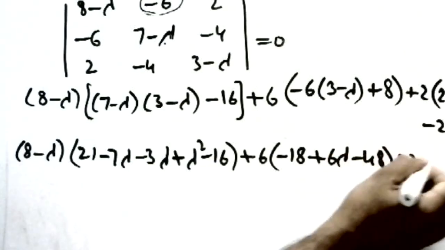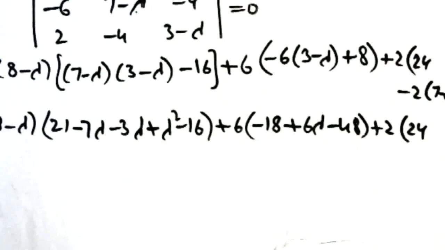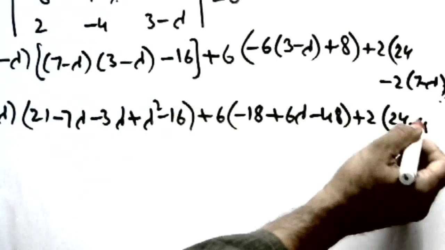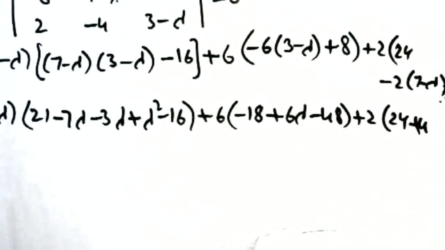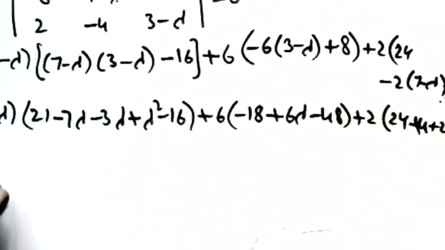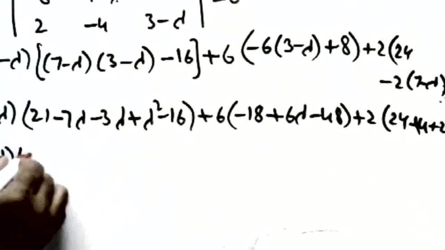So minus into plus, minus 48, plus 2 into, write this one, 24. What you'll get here? Minus into plus, minus 14, minus 14, minus into plus 2 lambda equals to 0. Now let me continue one more. You see 8 minus lambda into, you write this in order wise.